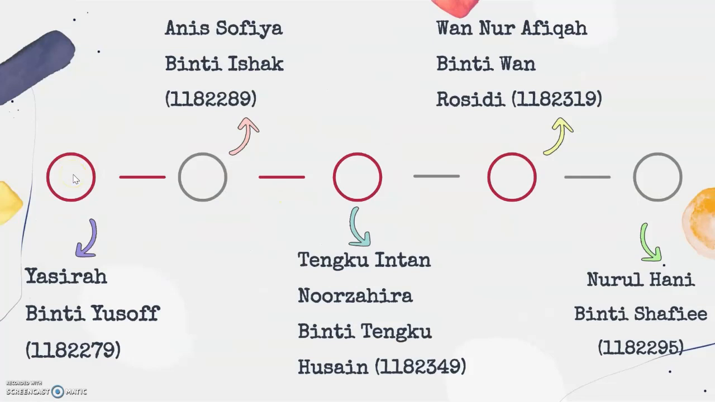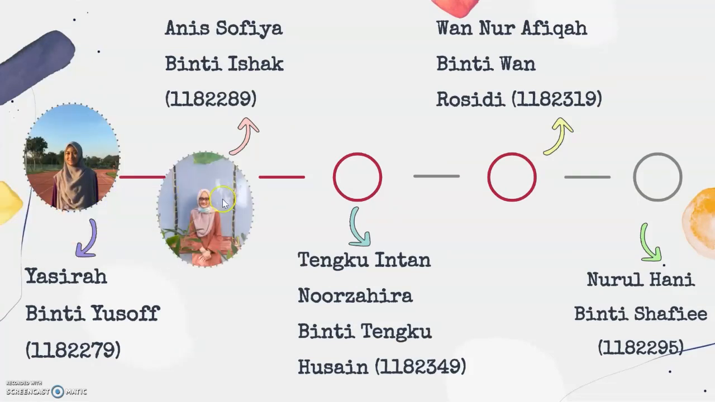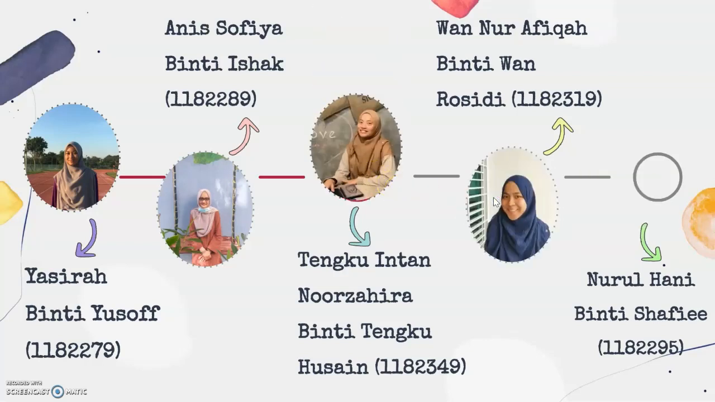The first one is Yasira binti Yusuf. The second member is Anisofia Ishak. The third member is Tengku Intan Nur Zahira binti Tengku Hussein. The fourth member is Wan Nur Afika binti Rasidi and the last member is Nurhani Shafi'i.